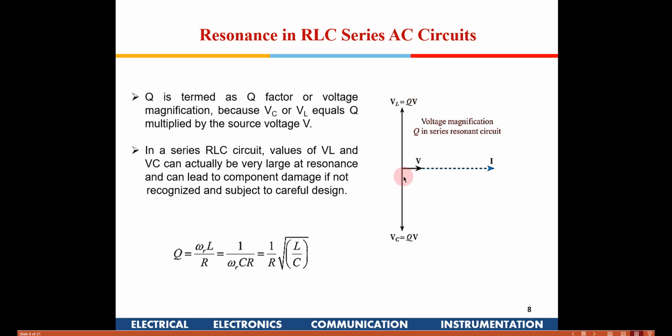This is the applied voltage V. At resonance, the total voltage will be available across the resistance, and you have a 90 degree leading voltage across the inductor and a 90 degree lagging voltage across the capacitor. The magnitudes will be QV and QV, both equal, and since they are opposite in direction, they cancel each other. We need to remember this aspect.